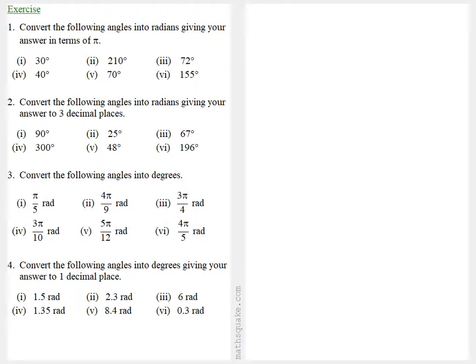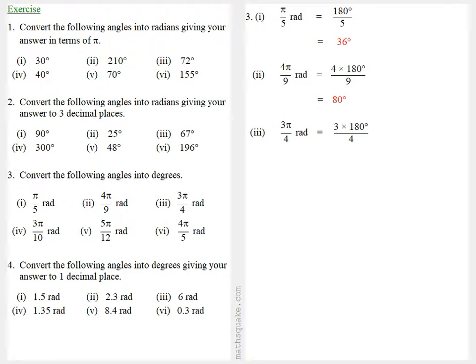In question 3, we're asked to convert the following angles into degrees. Now, the easiest way to do this is simply to change the pi on the top with 180 degrees. So, pi over 5 radians is 180 degrees divided by 5, which is 36 degrees. 4 pi over 9 radians is 4 times 180 degrees over 9, which cancels to 80 degrees. 3 pi over 4 radians becomes 3 times 180 divided by 4, which is 135 degrees.